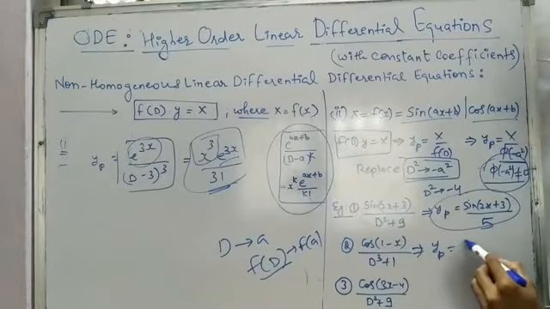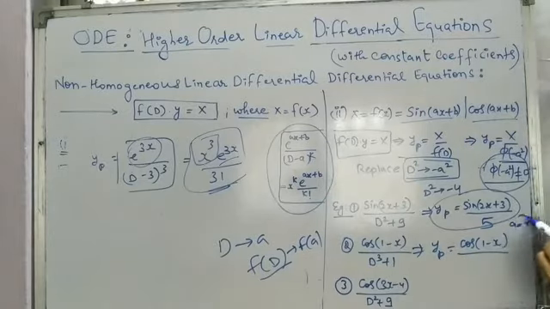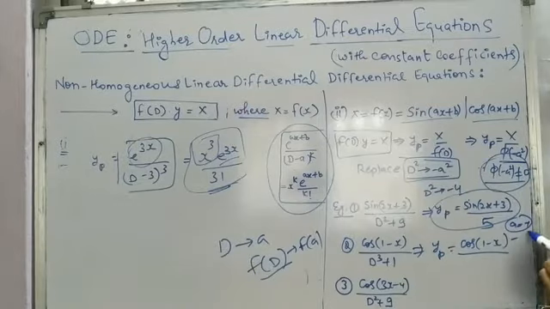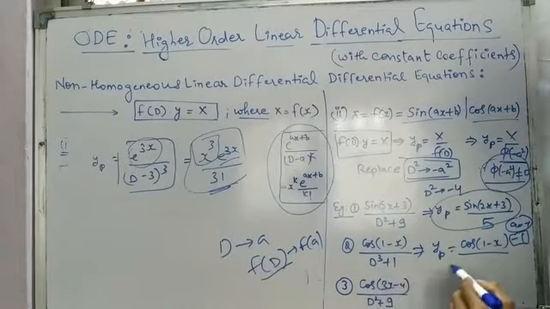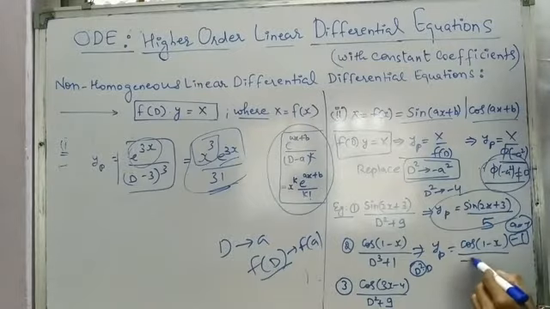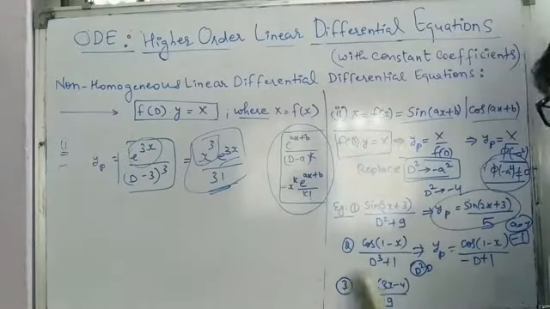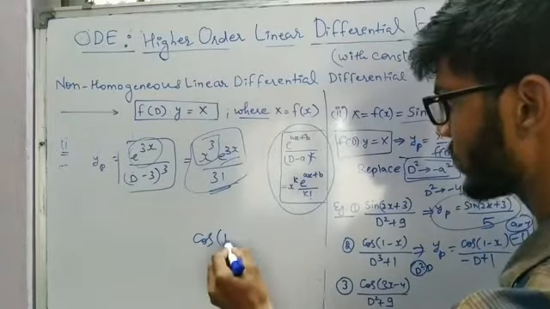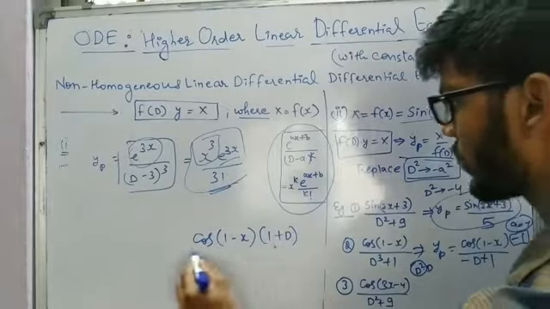And now in this case we have cos(1 minus x), which we have to compare with ax plus b, so a is nothing but minus 1, and replace D square by minus a square. So minus a square, minus 1 square is nothing but 1, so minus 1 we will have to replace. We can write D cubed as D square into D, so this D square we replace by minus 1, so minus D will become plus 1. And now take this particular thing, let's divide the numerator and denominator by 1 plus D. This is nothing but rationalization, right?